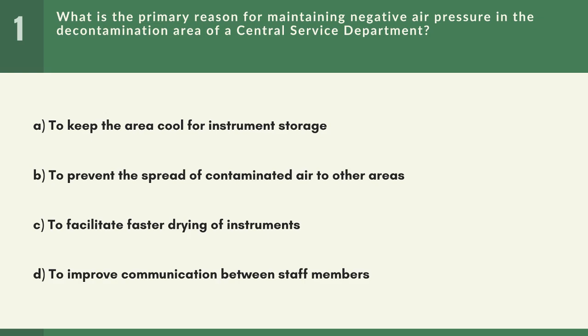Question 1. What is the primary reason for maintaining negative air pressure in the decontamination area of a central service department? A. To keep the area cool for instrument storage. B. To prevent the spread of contaminated air to other areas. C. To facilitate faster drying of instruments. D. To improve communication between staff members.